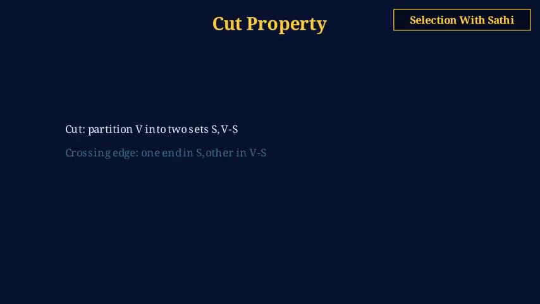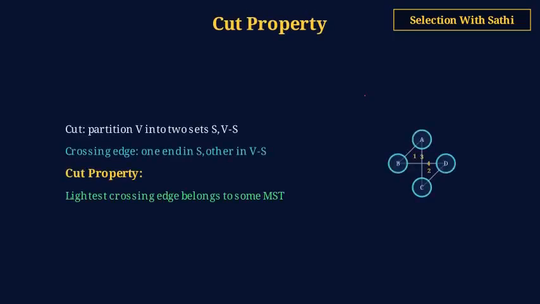The cut property is the theoretical foundation of MST algorithms. A cut partitions the vertices into two disjoint sets S and V-S. The edges crossing the cut have one endpoint in each set. The cut property states, the lightest edge crossing any cut must be in the MST. This is why greedy works. In Prim's, the cut is between visited and unvisited vertices. In Kruskal's, the cut is between the two components being merged. If two crossing edges have equal weight, the MST may not be unique.